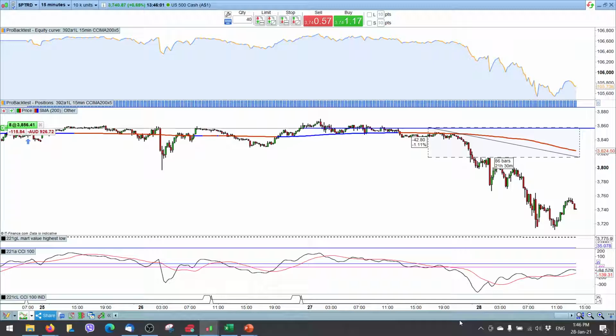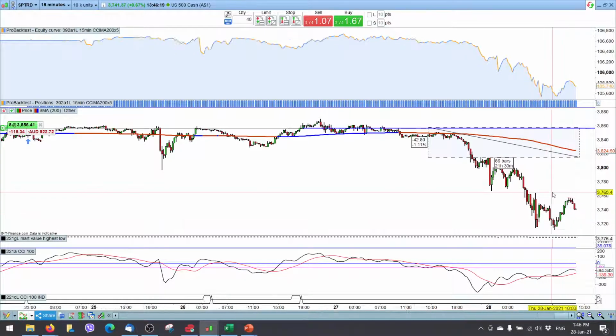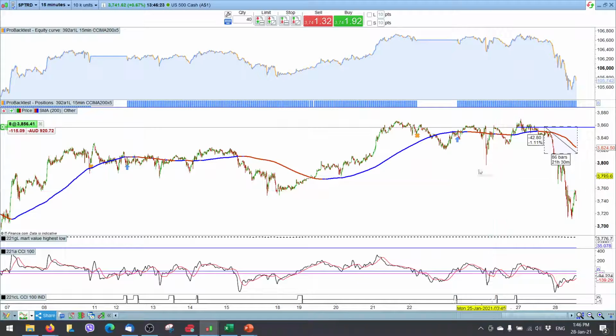So let's begin with the US market. As you can see here, overnight it dropped. It's making a somewhat recovery at the moment, a very small recovery during the Australian time frame. The market hasn't closed yet in Australia, but this is what's happened overnight, and this is where we are at the moment.